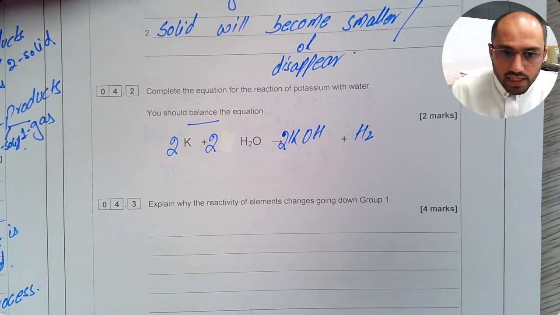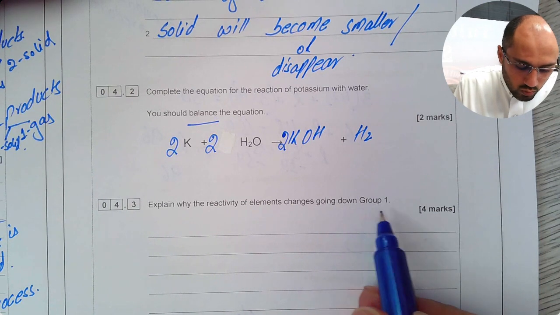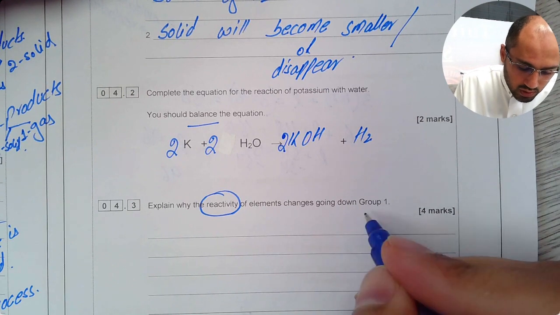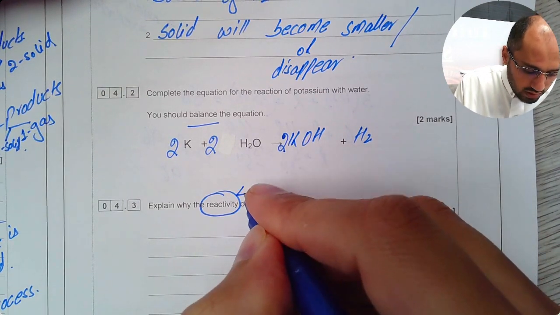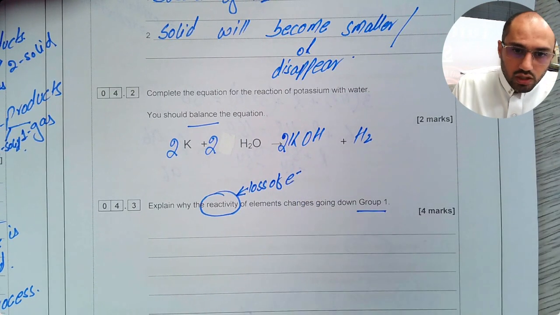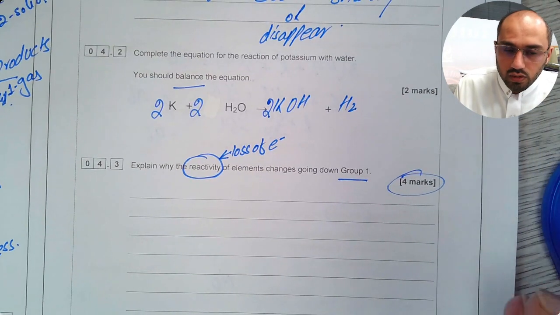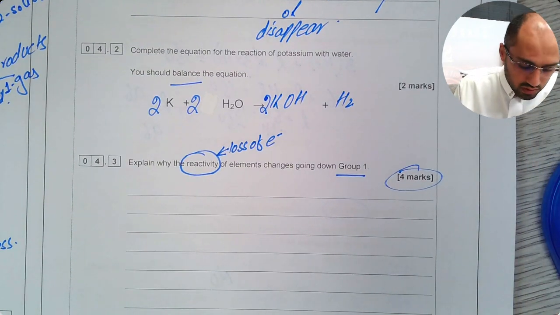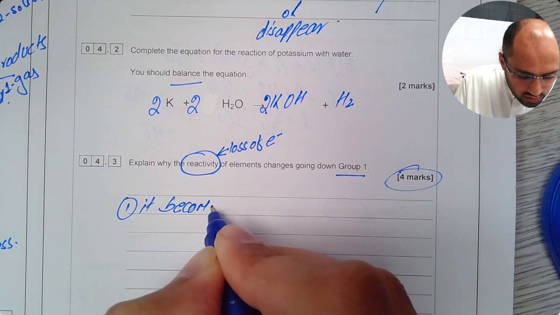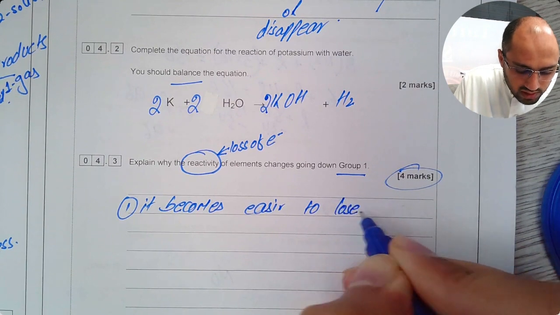Next part says explain why reactivity of elements changes down group 1. Now recall, what do we mean by the word reactivity? In this case, because we are looking at group 1, it will be loss of electron. So the reactivity will be based on loss of electron. It's a 4-marker question, so we'll have to have 4 statements. The first thing I'm going to say is it becomes easier to lose an electron.